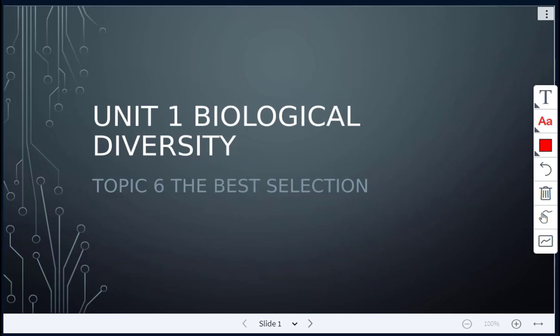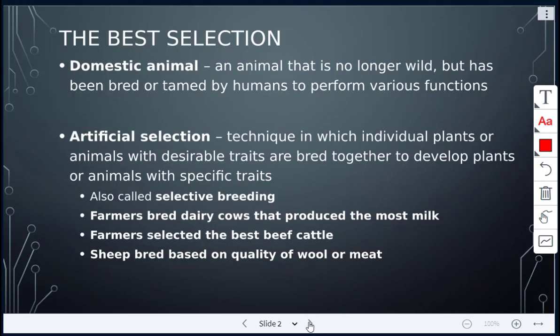Today's lesson in biological diversity, this is topic 6, the best selection. We'll be covering natural selection and artificial selection in this topic. All right, so the topic is called the best selection.